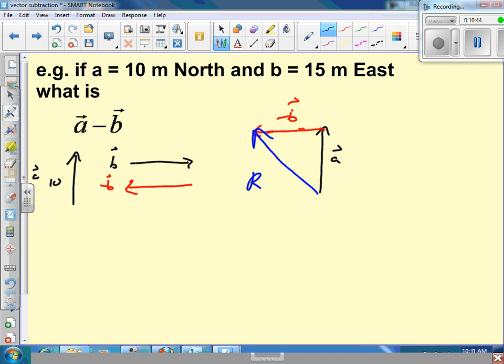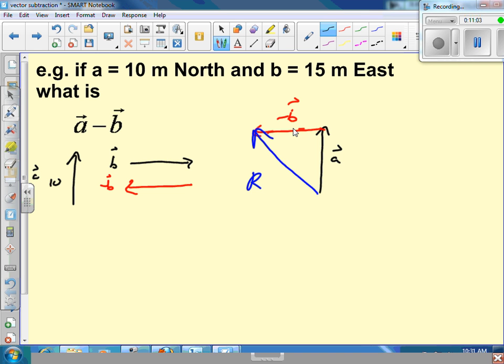Now, do I do anything special with finding the result? No, because all it has become now is a what kind of question? Plain old addition. I just do what I've been doing all along. The only thing that's different is I take the second vector, the one that I'm subtracting, and flip it. That's all you do. Just flip the subtraction.